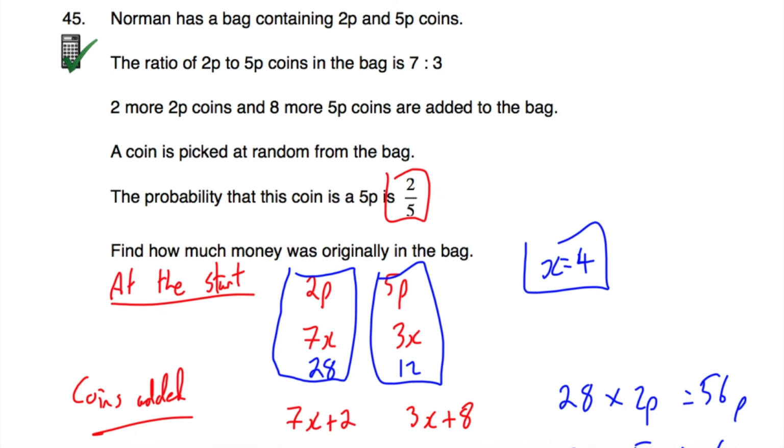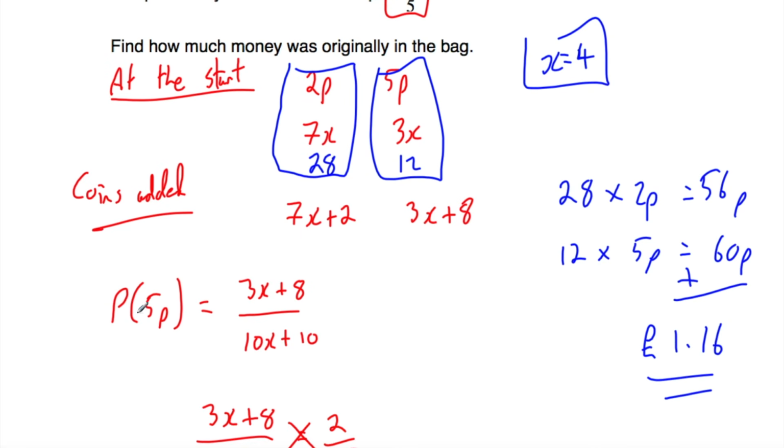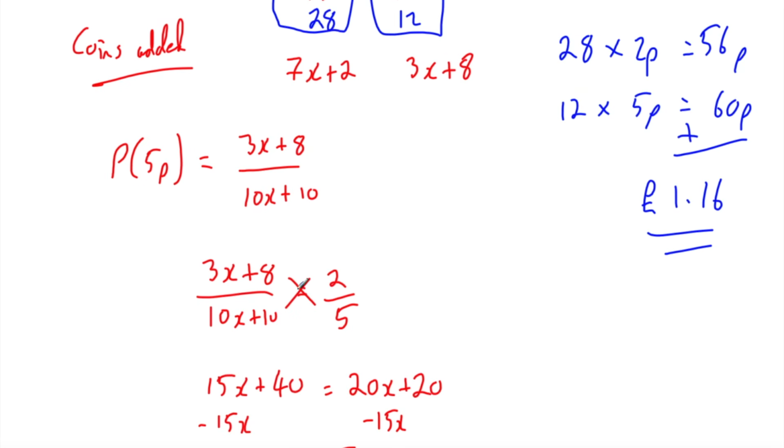So just to recap, in this question we were given the ratio of the number of 2p to 5p coins in the bag. We didn't know the number, so I just let it be 7x and 3x, 7 times a number and 3 times a number. We then knew that 2 2p coins and 8 5p coins were added to the bag, so I just added the 2 and the 8 to the 7x and 3x. We then knew the probability of picking a 5p coin was equal to 2/5, so I found an expression for the probability of a 5p coin, which was 3x plus 8 over 10x plus 10. I then put that equal to 2/5 and solved that equation.